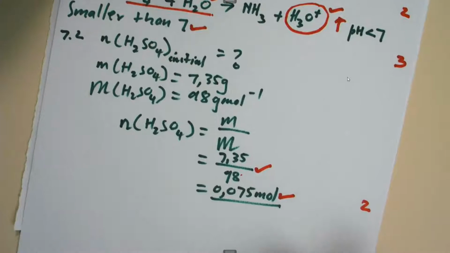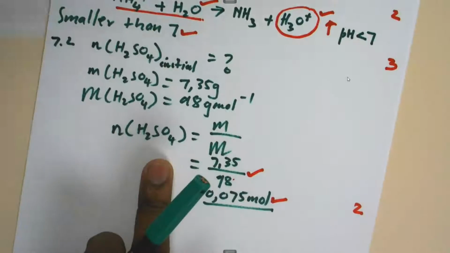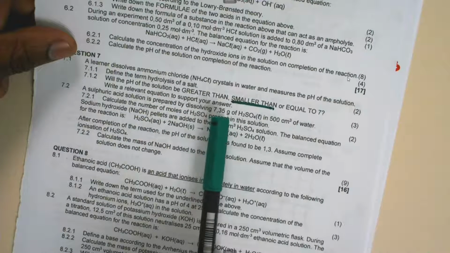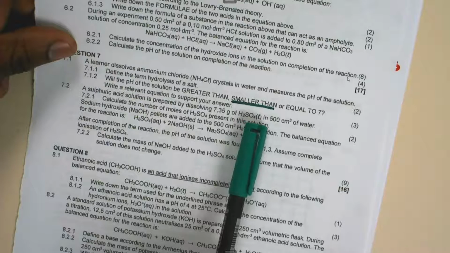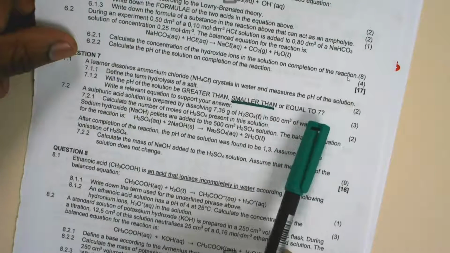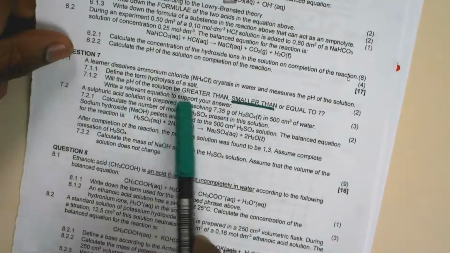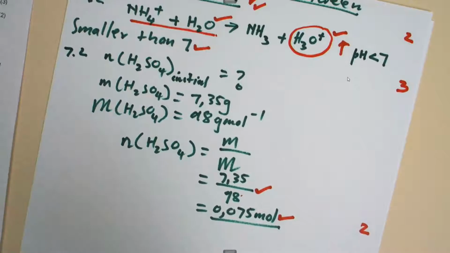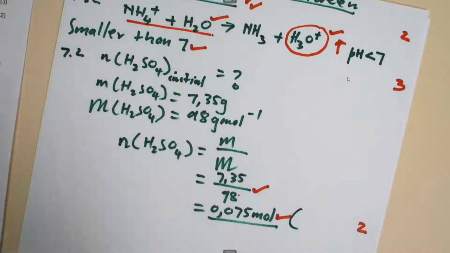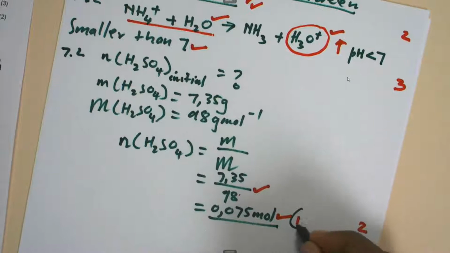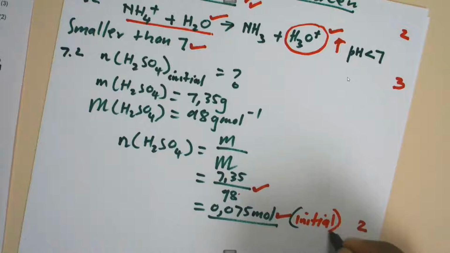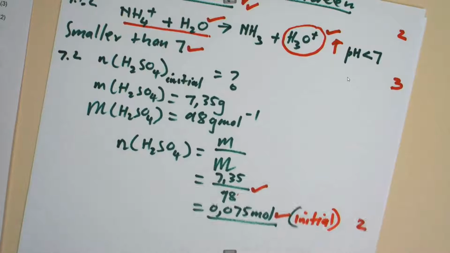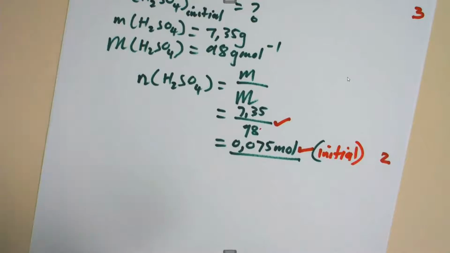It further goes on to say, but this number of moles, according to the statement that is given, a sulfuric acid solution is prepared by dissolving 7.35 grams of H2SO4 in 500 centimeter cubed of water. So it's basically saying this is the number of moles that I am starting with. So calculating this number of moles, I can easily say these are my initial number of moles for H2SO4. The reason why I need this is somehow I am going to need this value for me to continue with other calculations thereof.